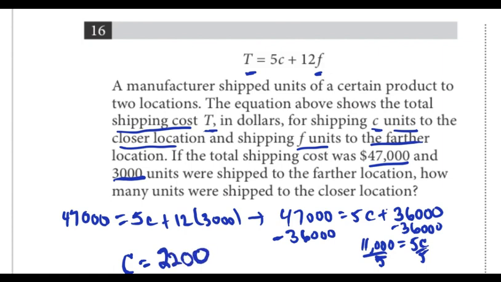2200. That's your answer. This is the fill-in portion of the SAT, or the free response, as they call it. And your answer would be 2200. Let's go to number 17.